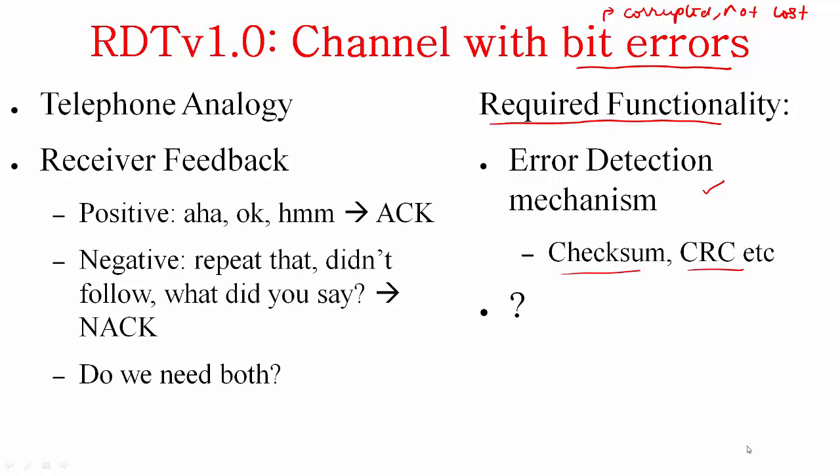Basically, the receiver is going to provide you feedback, and there are two types of feedback. Positive feedback: the receiver says, aha, okay. This is positive feedback in the form of an ACK. There is also negative feedback. In other words, the receiver did not hear what you said properly. He can tell something like, repeat that, I didn't follow, what did you say. This is negative feedback. So N stands for negative, negative acknowledgement. This is positive acknowledgement. Now, do we really need both?